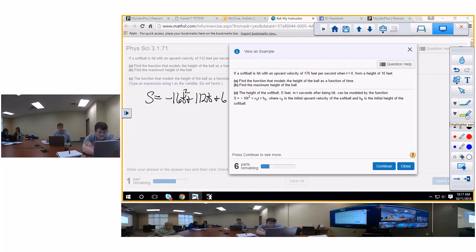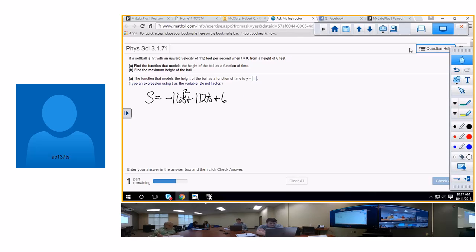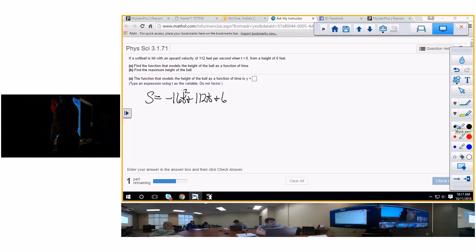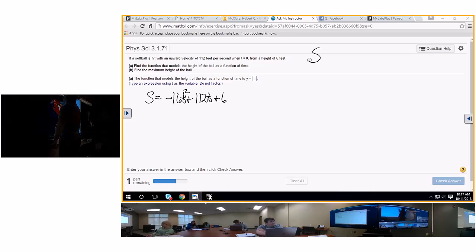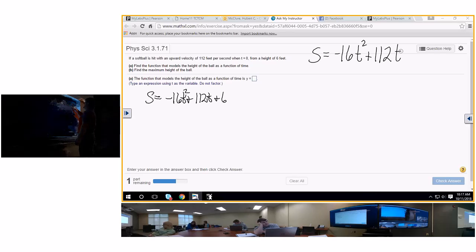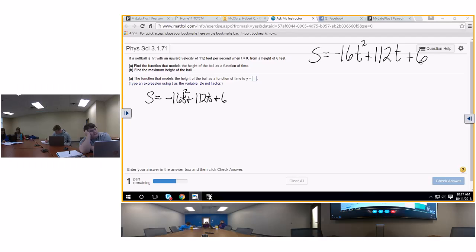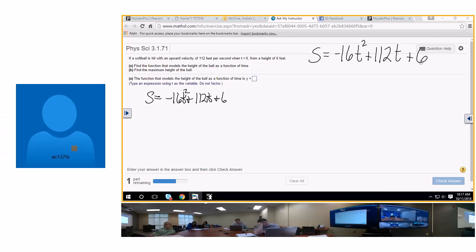All right, now do it by hand. What are we looking for, Hubert? It doesn't matter. You're going to find everything. So that's why I teach it like this. S is equal to negative 16, I'm going to write it again for you, t squared plus 112t plus 6. No more sneezing in class.